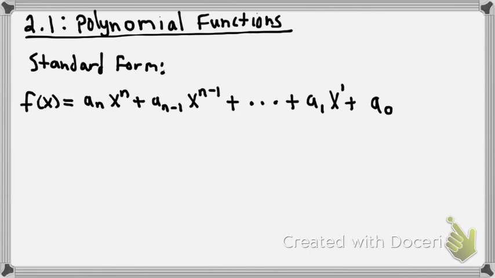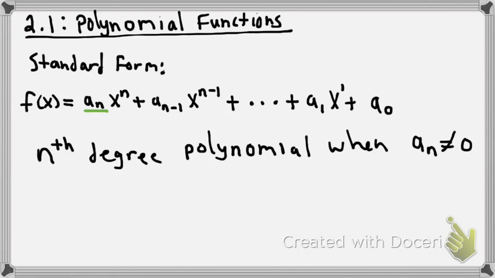a sub 0. Now, the subscript on each of these coefficients, for instance, if we look at the coefficient on the term with the highest power of x, a sub n, the subscript n is just telling us that that is the coefficient on the term that contains x to the n. Okay, so the subscripts just match up with the powers of x.